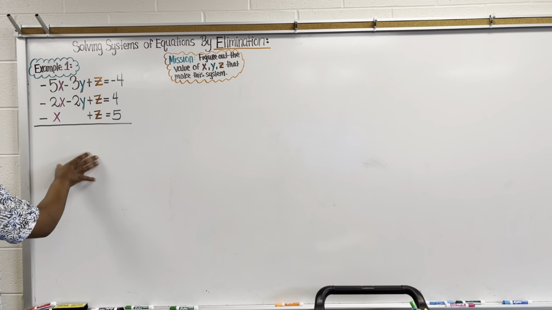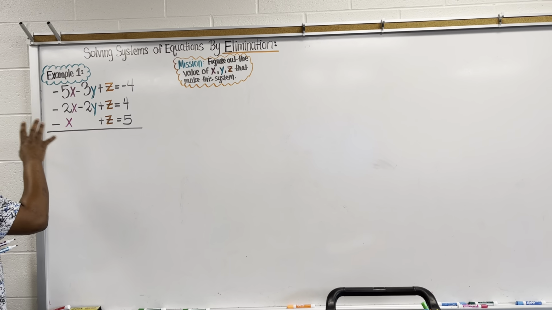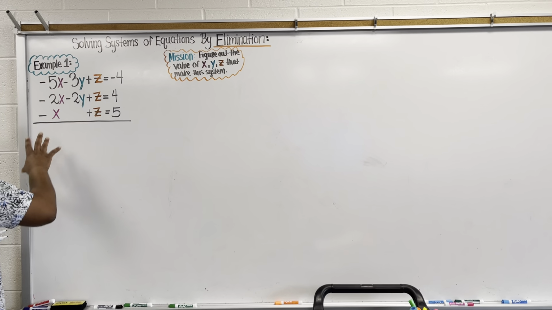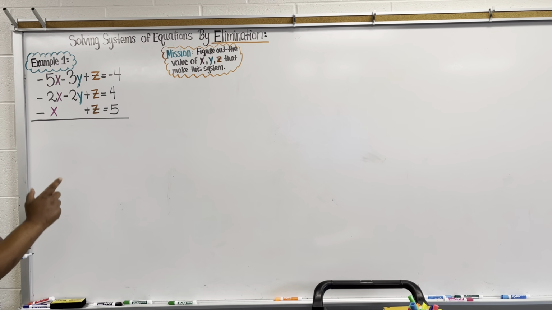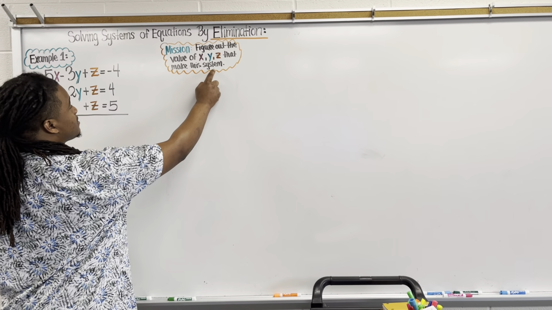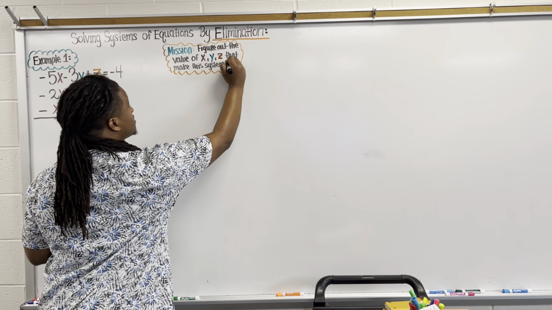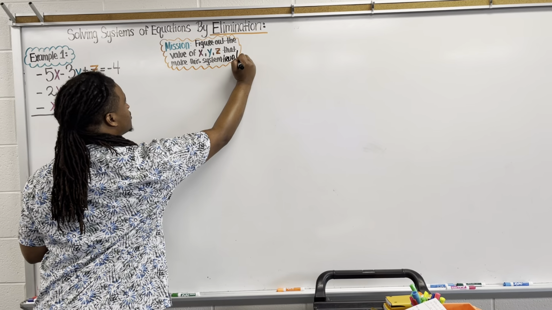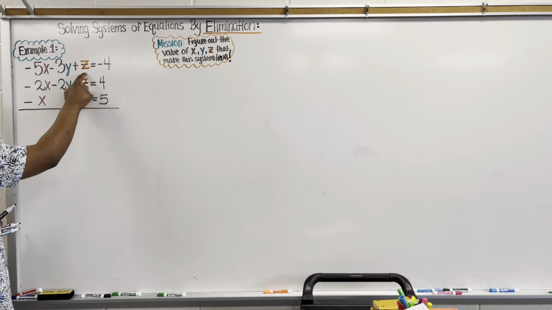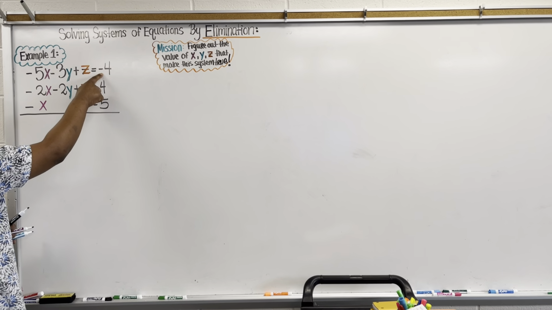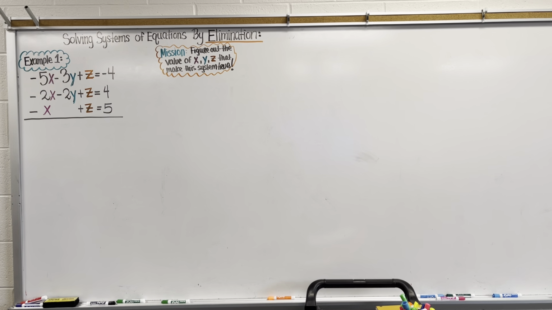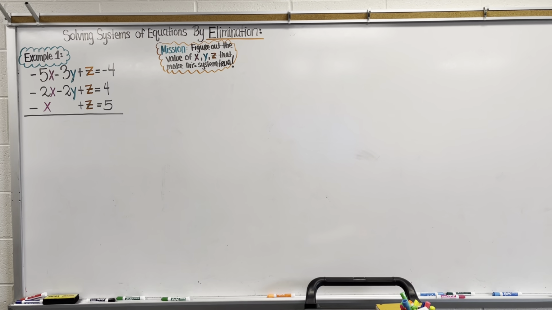This example right here, guys, is an example of a system of equations, where we have multiple equations that fit a system. Our mission is to figure out the values of X, Y, and Z that make this system true. We're trying to find the value of X, the value of Y, and the value of Z that will make this equal -4, and the same thing with the other two equations.